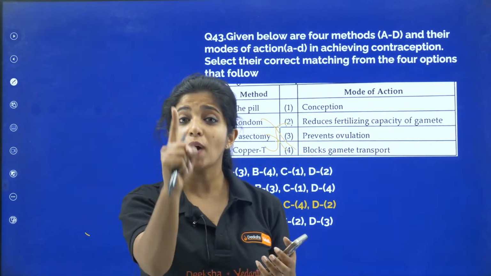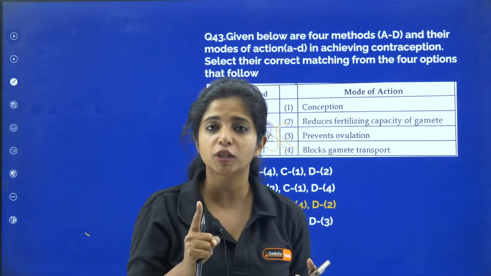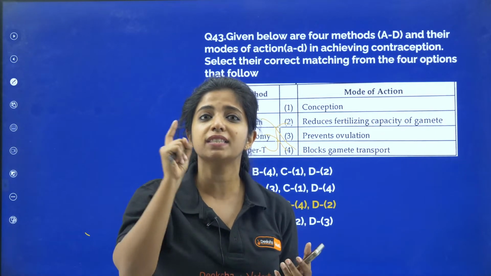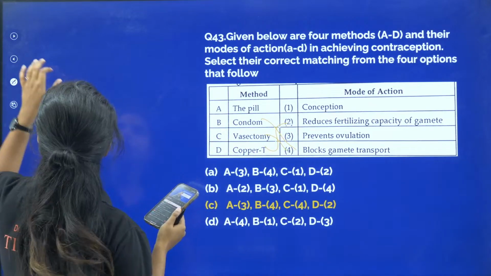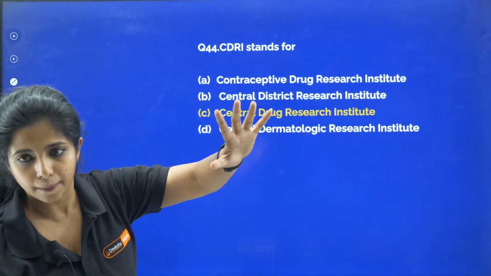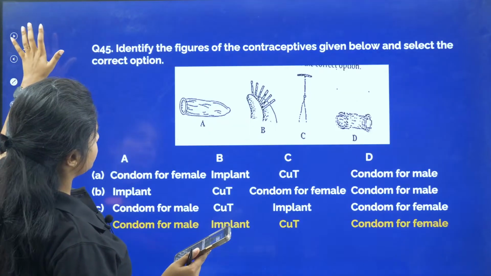There is only one pill which does not have any steroids, and that is Saheli, produced by CDRI, Central Drug Research Institute, Lucknow. That is the only non-steroidal pill that you have. It's a once-a-week pill. CDRI starts, I told you.